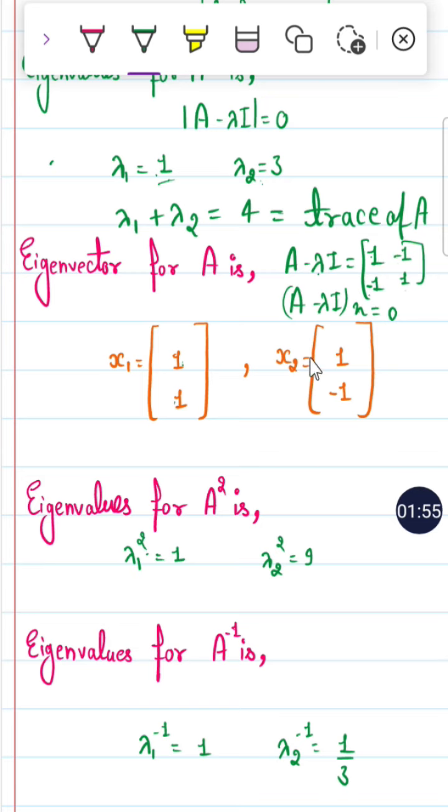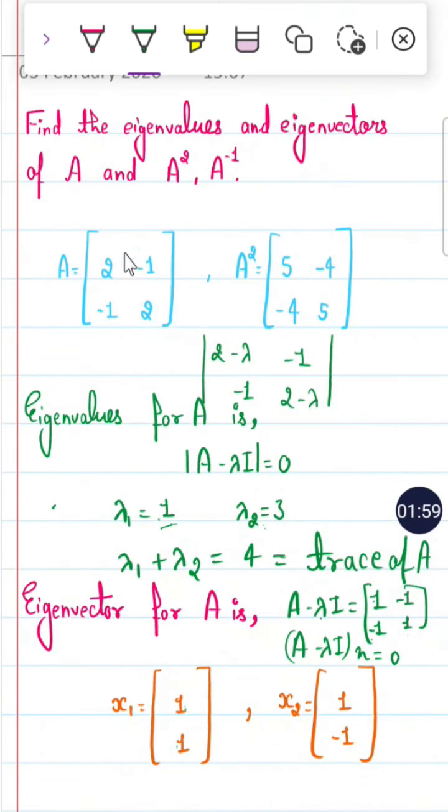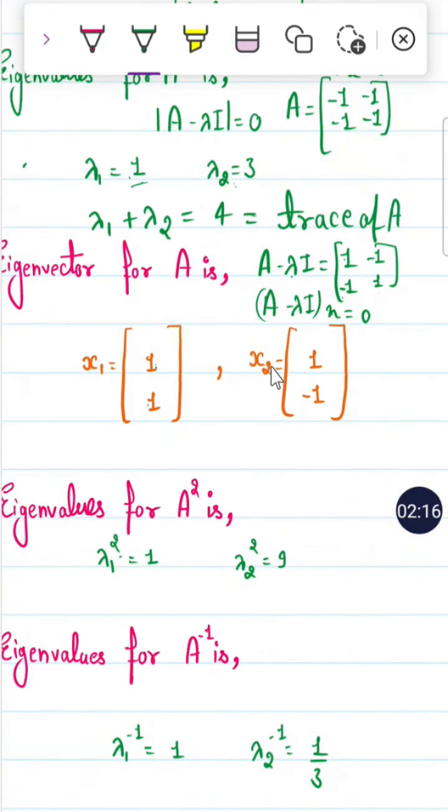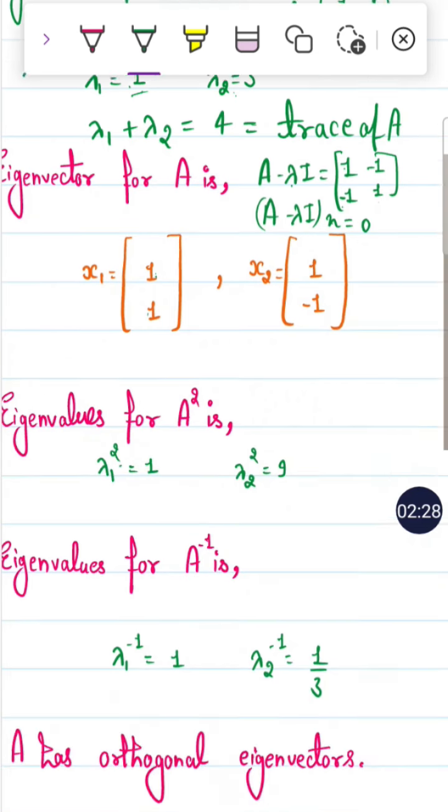Now for x2, for lambda 2 equals 3, the matrix A minus lambda I becomes [-1, -1; -1, -1]. For lambda 2 equals 3, the eigenvector is 1 and minus 1. Why? Because when we take 1 of the first entry and minus 1 of the second, the sum is 0. So these are x1 and x2, the eigenvectors for A.